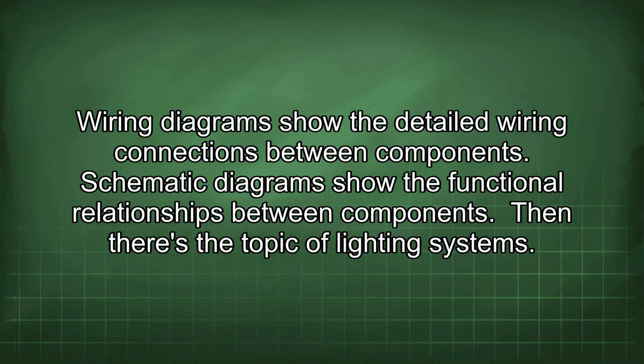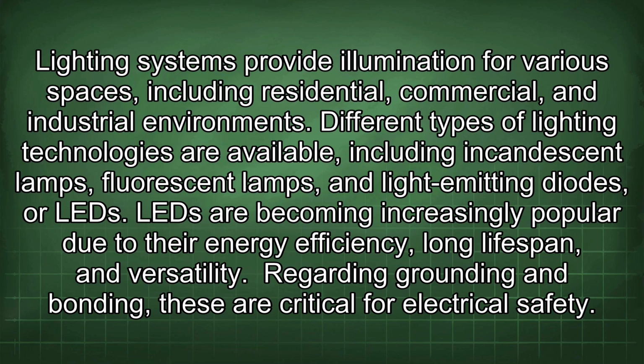Then there is the topic of lighting systems. Lighting systems provide illumination for various spaces, including residential, commercial, and industrial environments. Different types of lighting technologies are available, including incandescent lamps, fluorescent lamps, and light-emitting diodes, or LEDs. LEDs are becoming increasingly popular due to their energy efficiency, long lifespan, and versatility.